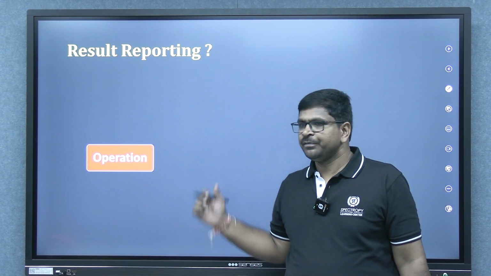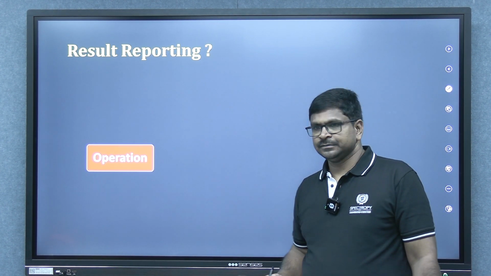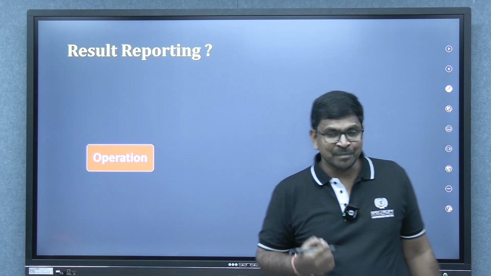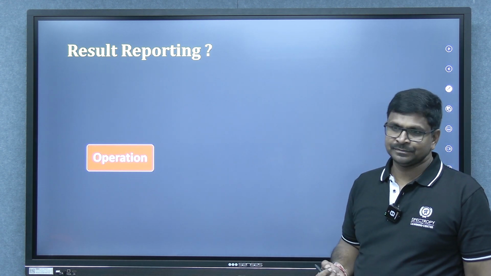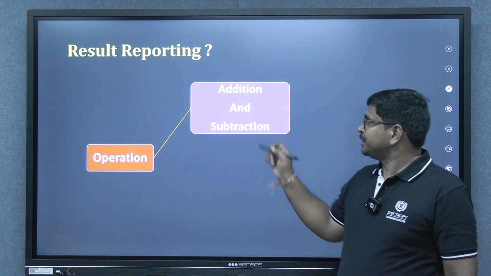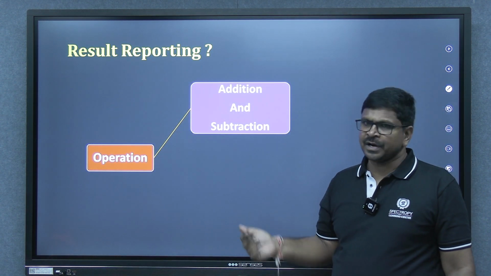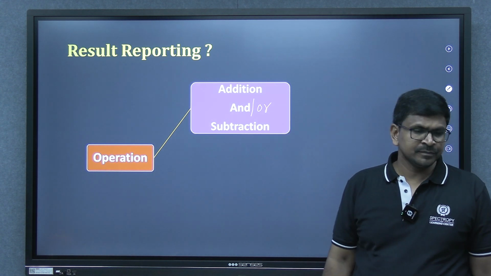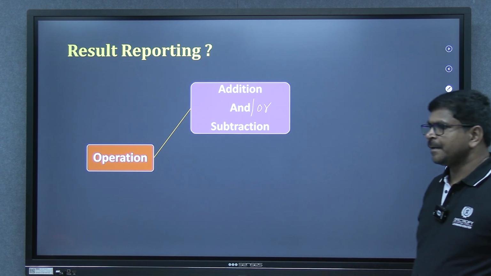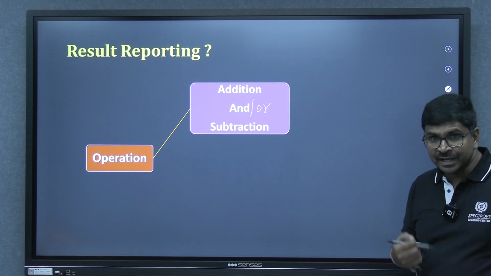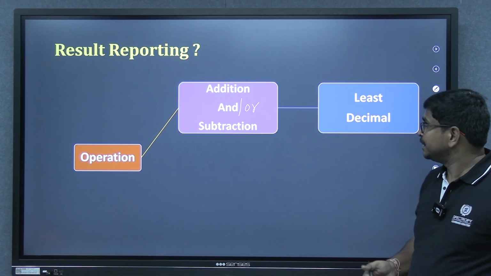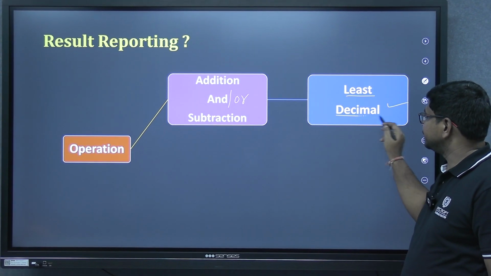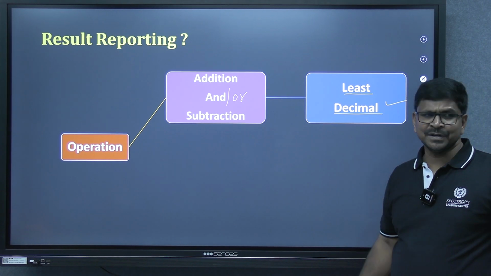In rounding off, how many operations do we have? Addition, subtraction, multiplication and division. So, if the operation is addition or subtraction, we must rewrite the result with the least number of decimals. Least decimal. What is meant by least decimal?